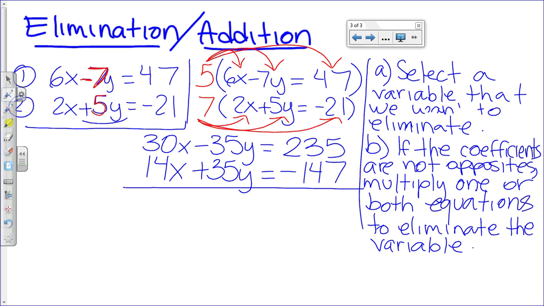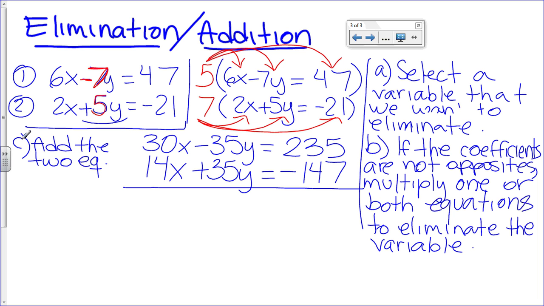Okay, so now the next step, and we're going to call that step part C, that will be to add the two equations. And so that's why we can refer to this method as addition, because you add two equations with the purpose of eliminating one of the variables. So we're going to eliminate the ones with opposite coefficients. That will be the positive 35y and negative 35y.